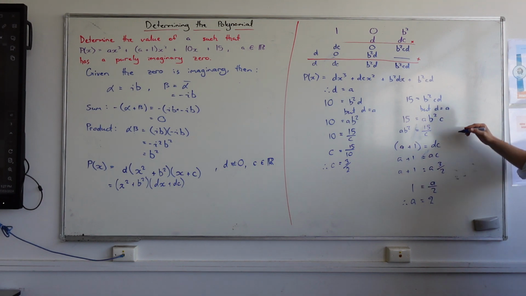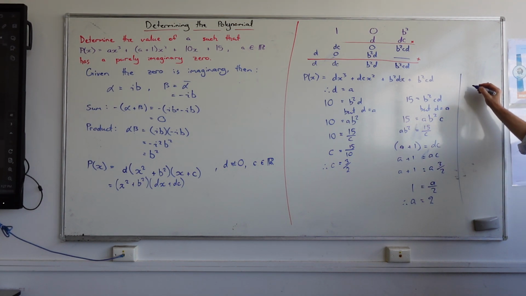And then we can just use this one over here. It's really messy, but anyway, 2b squared equals 10, so b equals plus or minus root 5. So far so good.